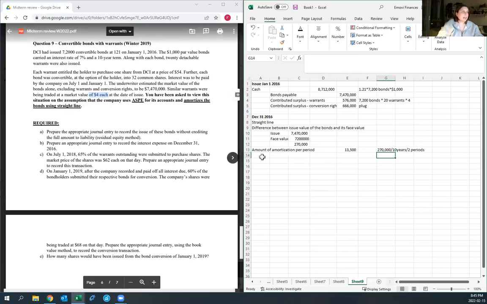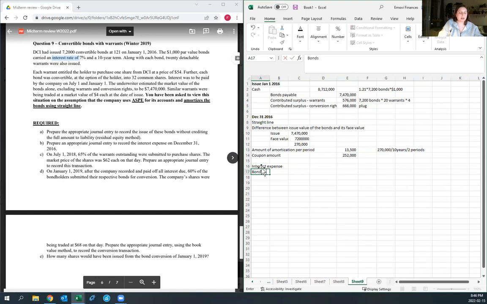Then my coupon amount is 7% times my face value of 7.2 million divided by 2. Technically, when you're using straight line, your interest expense amount is always a plug, so you can assume that your interest rate is also your coupon amount. So my transaction is going to be interest expense here. I don't know the amount yet, so I'm going to leave it blank.